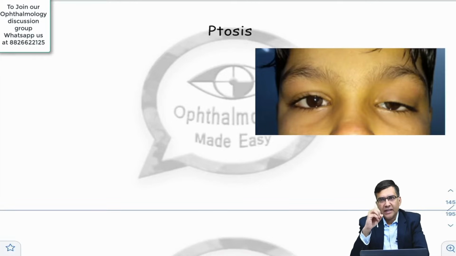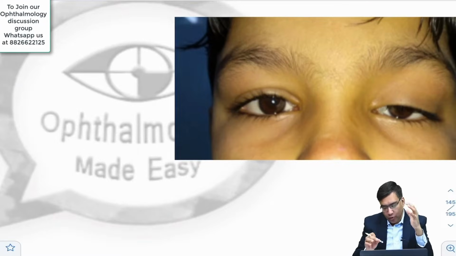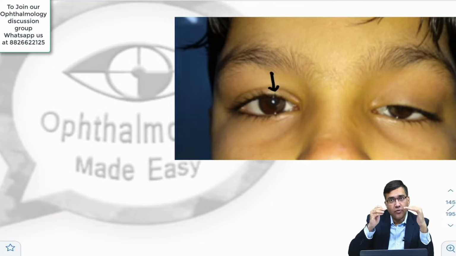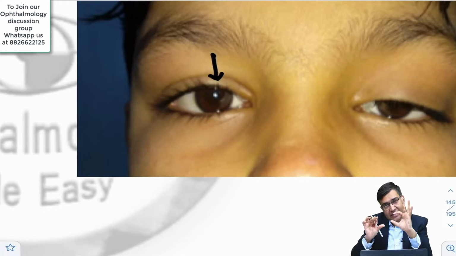So now we would start the next topic, that is ptosis. Now what is actually ptosis, the definition of ptosis? Please see this photograph. In this photograph you can see that the right eyelid is basically covering a part of cornea, around 2 millimeter of cornea, and the left eyelid is covering more than 2 millimeter of cornea.